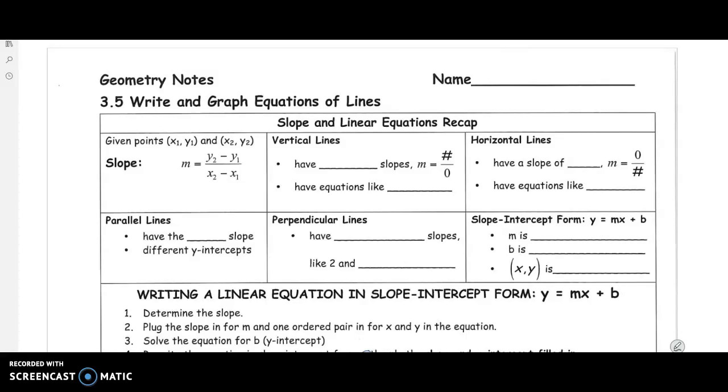Alright, slope and linear equations recap. So in the last couple sections, given 2 points, (x1, y1) and (x2, y2), the slope of that line is this one right here. It should be in your notes already. Vertical lines have undefined slopes.